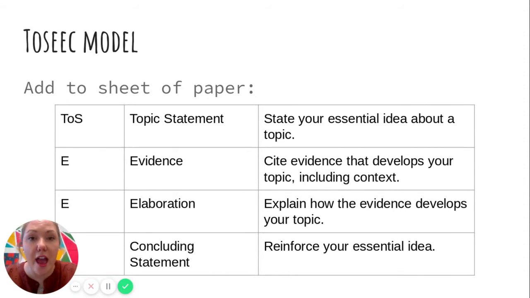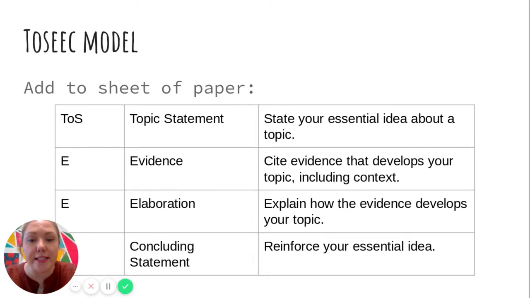The first E, that's your evidence. This is where you're going to cite evidence that develops your topic, including context. This is where you're going to bring in those direct quotes from the book, and where Miss Vinoy put the page numbers, that's what comes after you include your direct quote that supports your topic statement. Elaboration is where you're going to explain how the evidence develops your topic. This is where you're going to elaborate on the direct quote. You're going to put the direct quote basically in your own words. You're going to explain it in your own words.